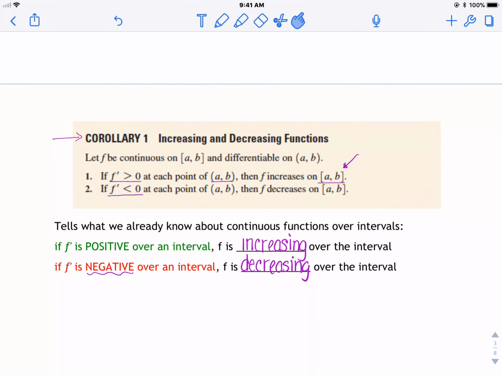So I'm going to go back for a second so you can see when they write that f increases on a closed region, decreases on a closed region.